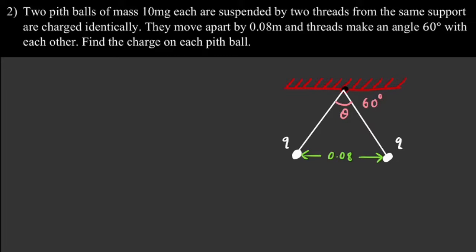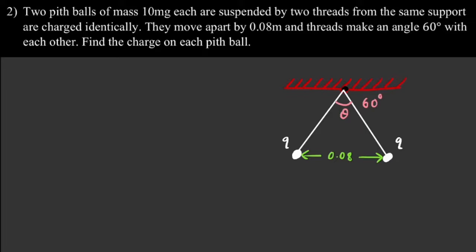This is the situation we have. We just visualize: this is a thread, these are the two pith balls, they are repelled by this much distance, the threads make an angle of 60 degrees, and both balls have the same charge. You got it? Now what do we need to find? We need to find the charge on each pith ball. Now here let us try to understand how much force is exerted on each charge. How much force is there on each charge we need to understand first.